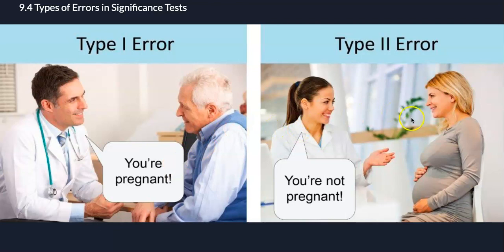But there's a slightly different type of error going on in a type 2 error. Take a look: this very pregnant looking lady, and the doctor is saying, hey, you're not pregnant. Well, there's a problem in that one too, right? But you see how these two are different types of errors? We'll talk about types of errors in significance tests in section 9.4, and that is definitely something that I want to cover today too.